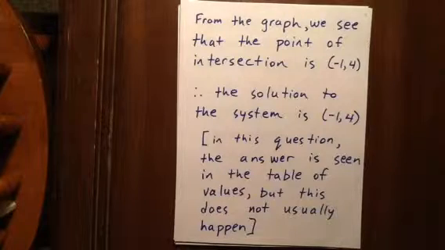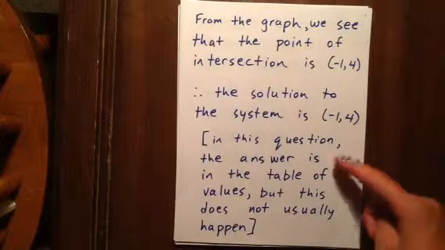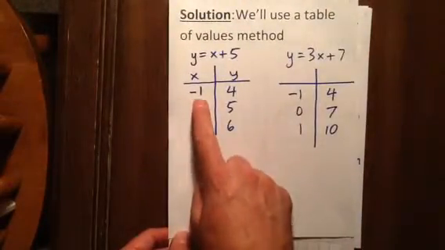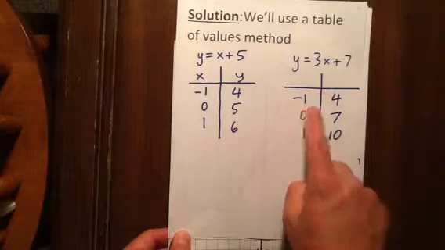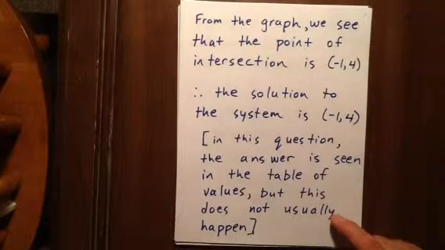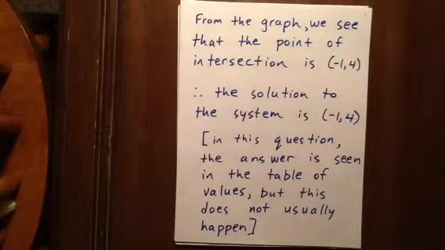Now, this is kind of a funny question, because if we were really keeping our eyes open, we might have seen that just from the table of values. Both tables of values contain the point -1, 4. But that doesn't usually happen. So usually what we have to do is find it by getting the point of intersection off the graph.